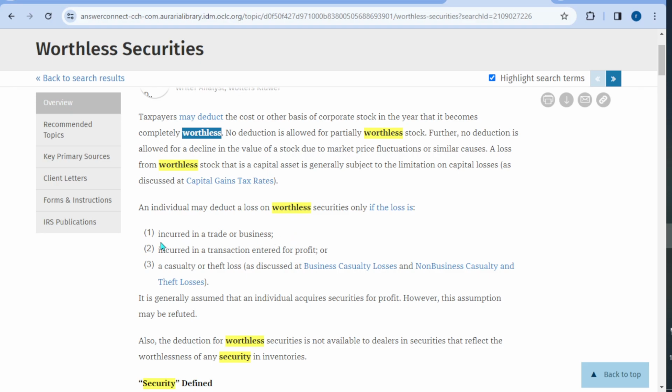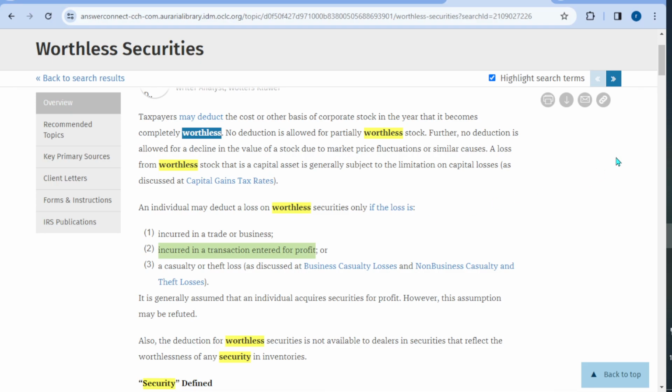So right here it says incurred in a trade or business, incurred in a transaction entered for profit, and this right here is what applies to us, because we went ahead and bought the stock and we were pretty much assuming that we were going to make some profit, but that did not necessarily happen.